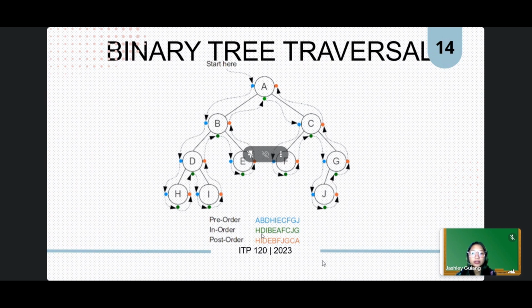Next, we have the in-order. The in-order is the green dot. The in-order is from left, root, and to right. So we have here H because first is the left. So H, D, I, B, E, and then after the left, we put the root, which is A, and then to the right, F, C, G, J, until G.